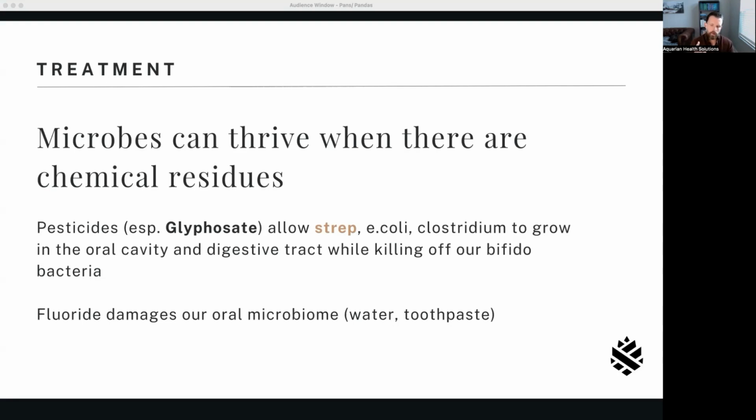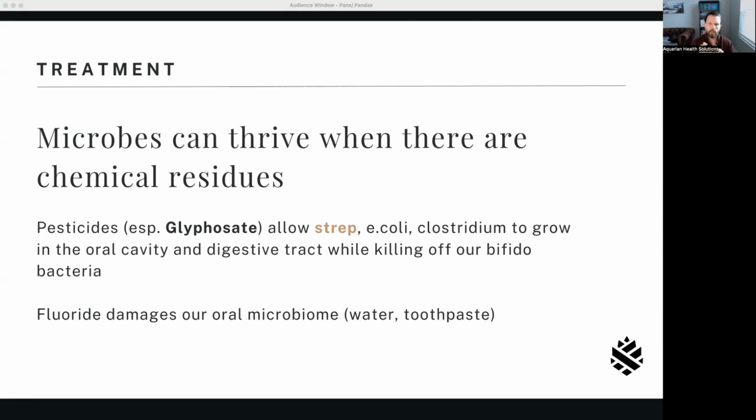So we have to think about cleaning up the terrain of the body in general. That can start with food. And then we have to think about, are there chemicals in the body that are causing microbes to thrive? Because if we just keep trying to kill microbes and they keep coming back, let's say with strep, that's because there's other toxicity in the body that's precipitating the growth.